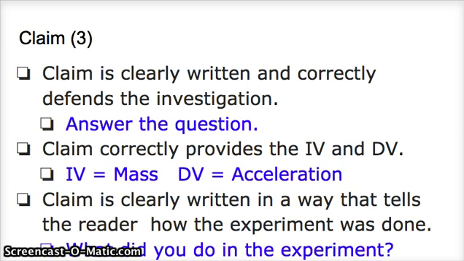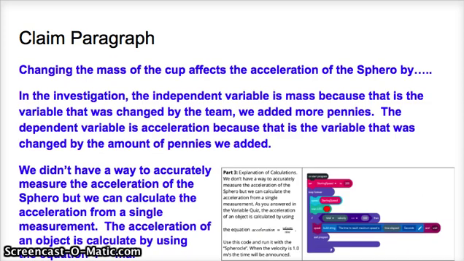The claim is clearly written in a way that tells the reader how the experiment was done. This part, you tell what you did in the experiment. Now, we're focusing on the blue here. So when you're typing up your CER, these are some good things that you should include in your claim. Changing the mass of the cup affects the acceleration of the Sphero by, now when you add more pennies, what does that do to the acceleration? That's what you need to include.